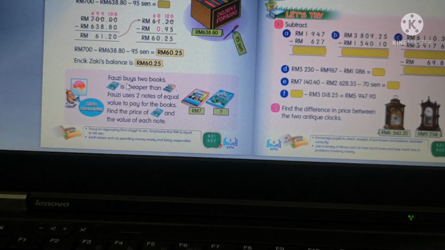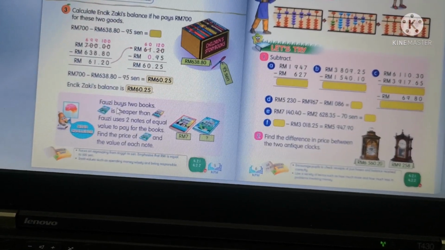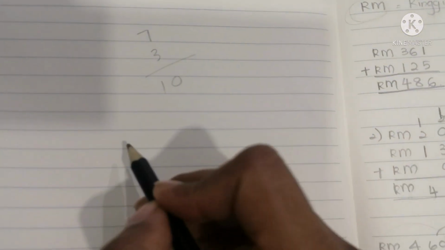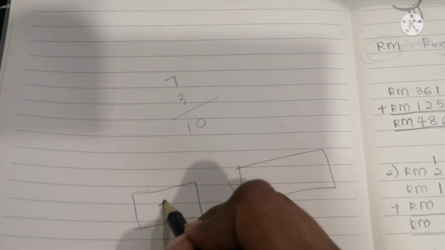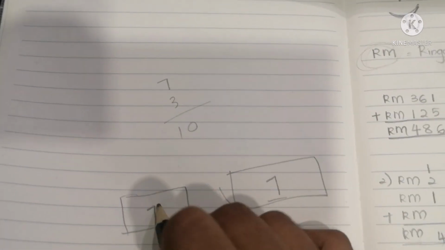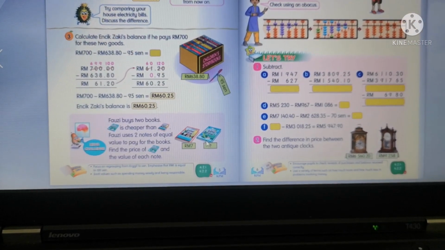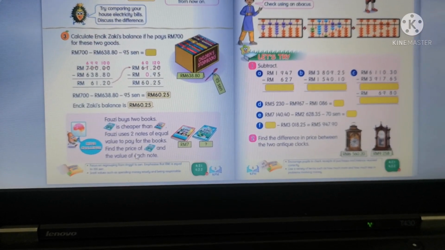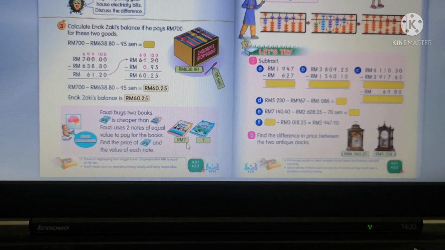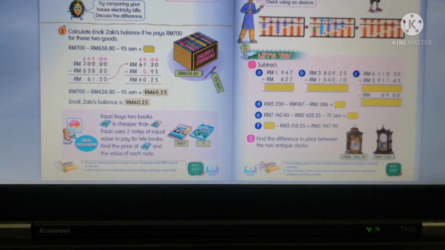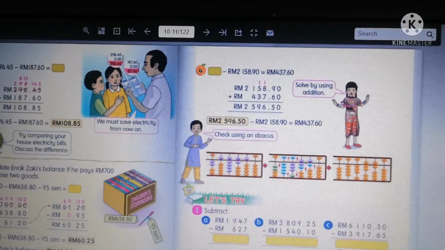But he uses 2 notes of equal values. Equal values means, I'll draw it here. 2 notes, right? Equal value means if here is RM1, here is also RM1. So equal value to buy these 2 books. Okay? So find the price of the blue book and the value of each note. So you have to try by yourself. If you get the answer, you can tell me in the Telegram personally. So this is the quiz for you. Okay? So this one we're done. Moving to the next page.